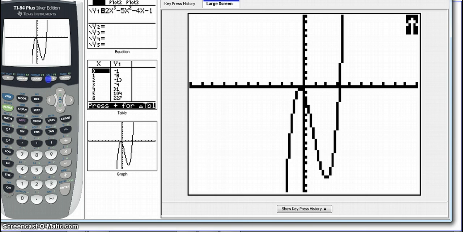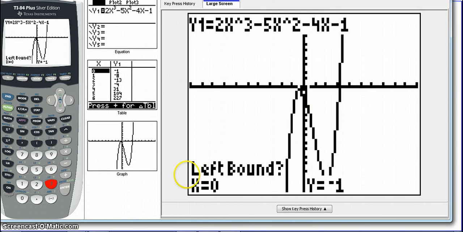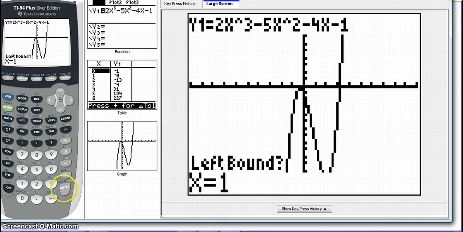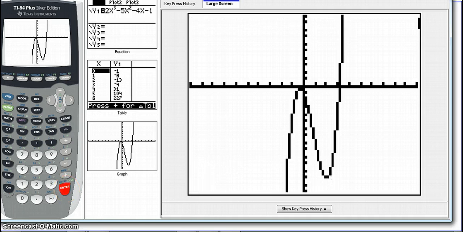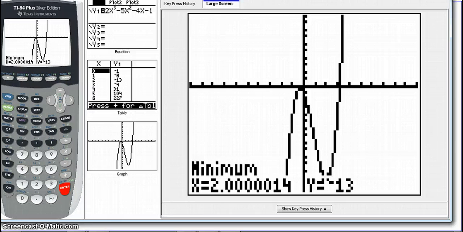So I'll do second trace. Let's find the minimum first. For a left bound, I'm going to use 1. For a right bound, I'm going to use 4. And then I hit enter, and then the guess doesn't matter. So I get 2, and then negative 13.